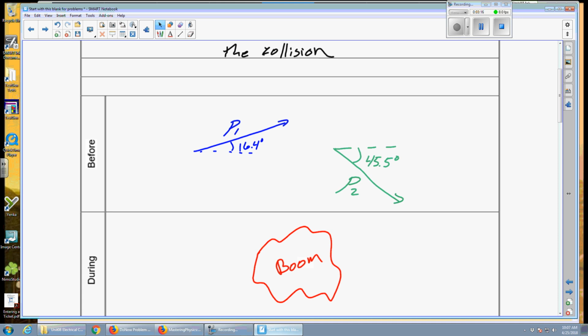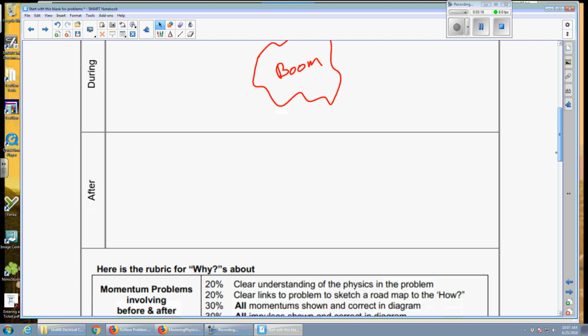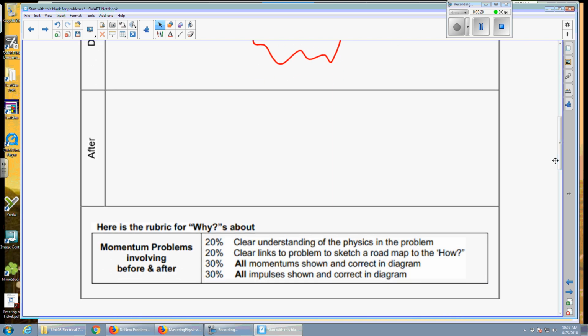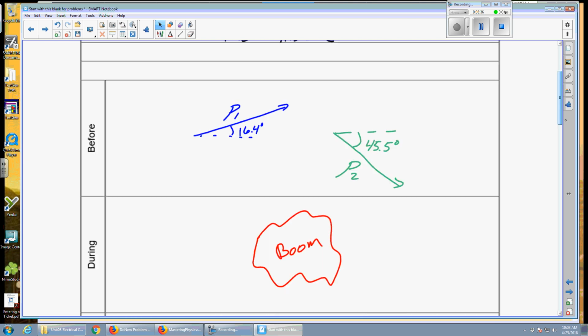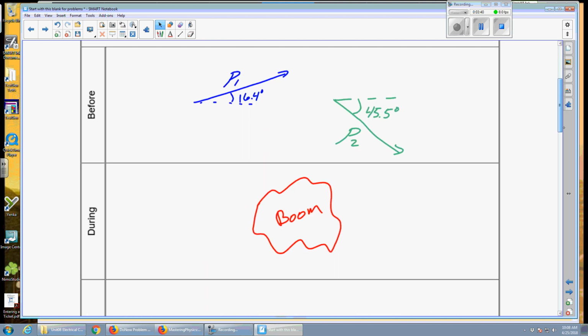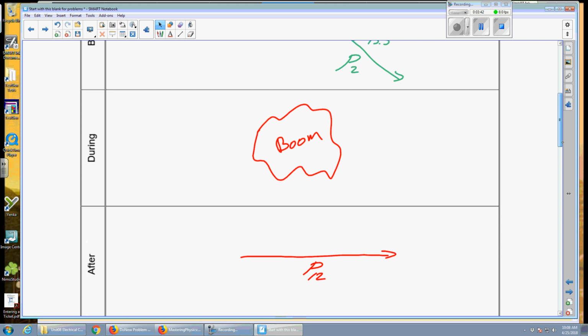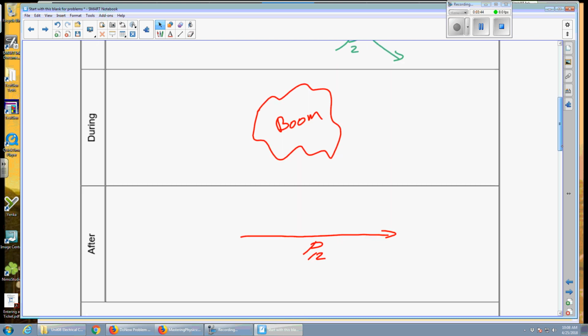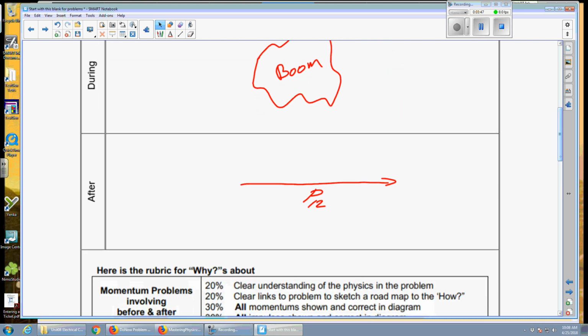And then afterwards, they tell me they stick together so they become a new thing. So I'm going to do that in red, and it moves directly this way. So that's the momentum of this new object, which I'll call 12. All right? So that's what you should have had for your Y. Some words, and then before, during. In this case, since we're not looking at impulse, I'm not going to do much during, and then afterwards. Questions on the Y?